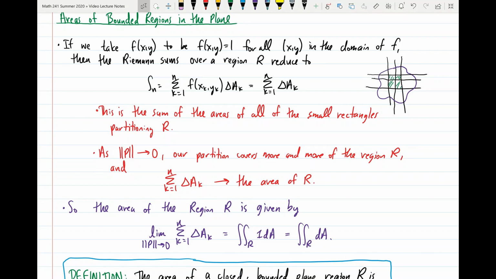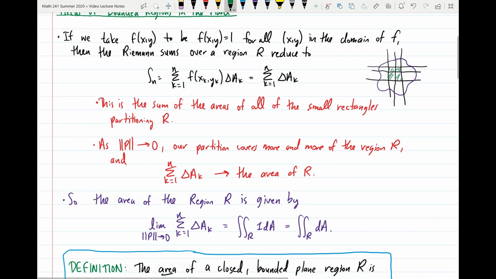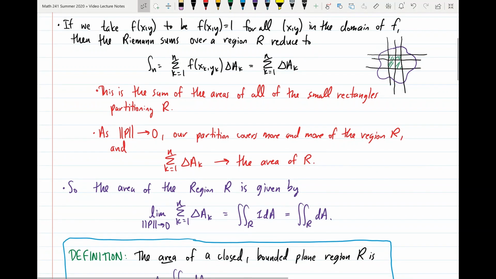And notice that then the Riemann sum is going to equal just the sum from k equals 1 to n of all of the areas of these small rectangles that are subdividing the region. But that means that as the norm of our partition is going to 0, and our small rectangles are covering more and more of our region R, then the sum of all of the areas of those small rectangles that are checkerboarding the region is going to limit towards the area of the whole region itself.